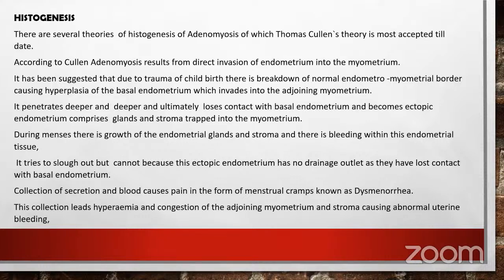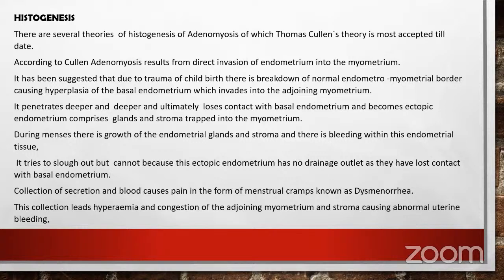Histogenesis. There are several theories of histogenesis of adenomyoma, of which Thomas Cullen's theory is most accepted till date. According to Cullen, adenomyosis results from direct invasion of endometrium into the myometrium. It has been suggested that due to trauma of childbirth, there is breakdown of the normal endometro-myometrial border, causing hyperplasia of the basal endometrium, which invades into the adjoining myometrium. It penetrates deeper and deeper and ultimately loses contact with basal endometrium and becomes ectopic endometrium, comprising glands and stroma trapped in the myometrium.